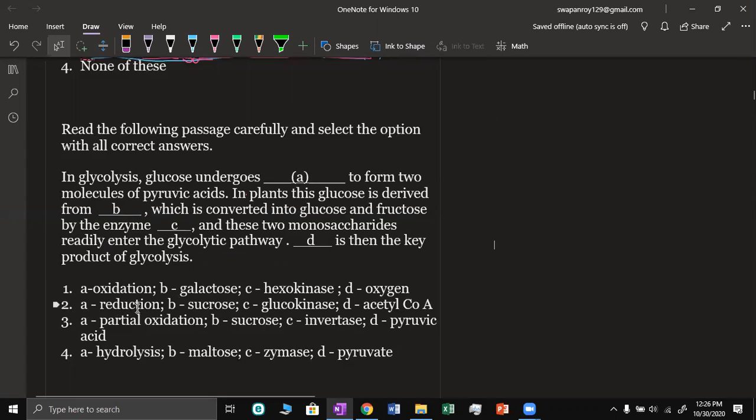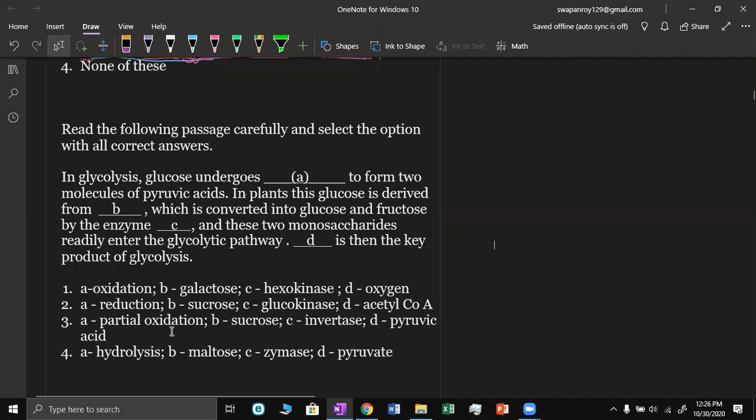Option number 2: reduction, sucrose, glucokinase, D acetyl coenzyme A. In 3: partial oxidation, sucrose, invertase, pyruvic acid. And 4 is hydrolysis, maltose, zymase, pyruvate.